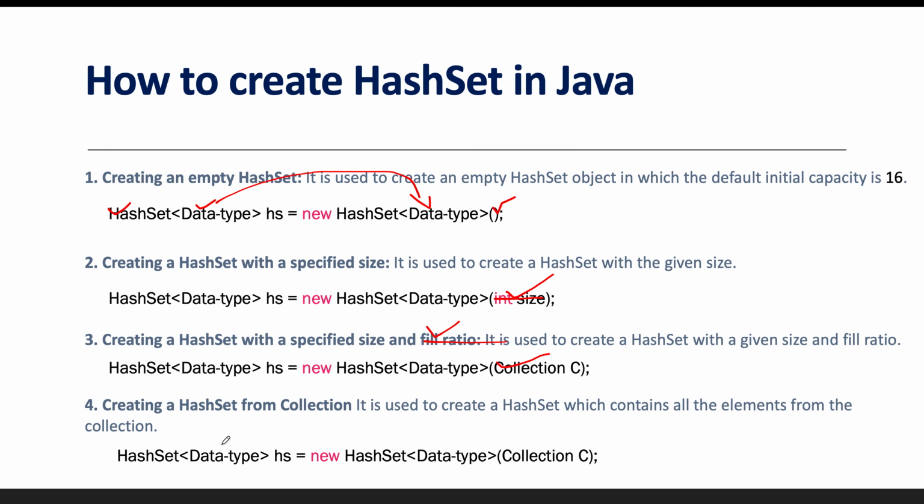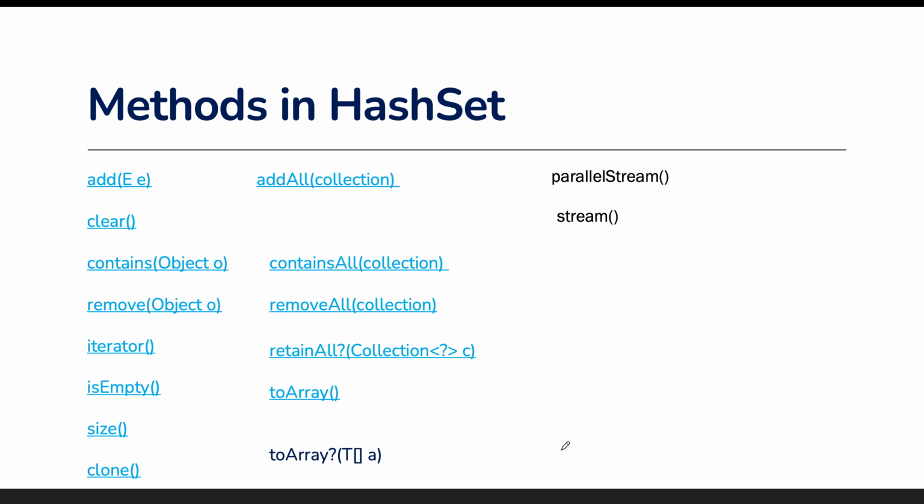So let's say HashSet, then the generic object equal to new HashSet, with the same data type again here. So this is another way of creating the hash set with an existing collection. We will see this one also with the help of an example. Okay, now let's see a couple of the methods available inside the hash set.